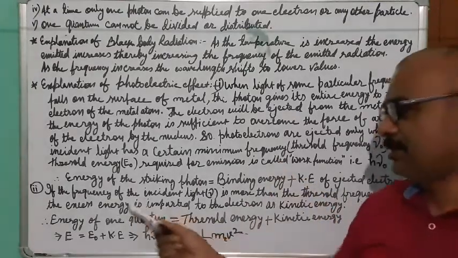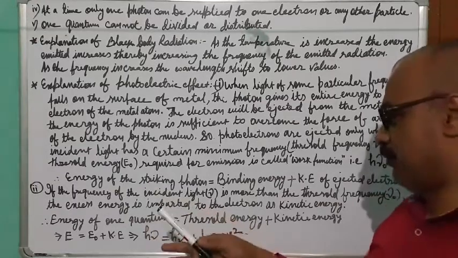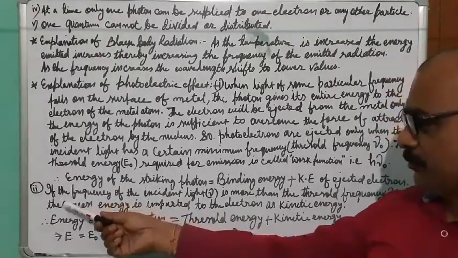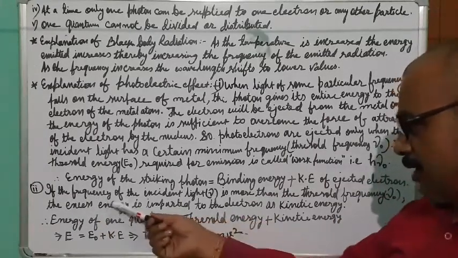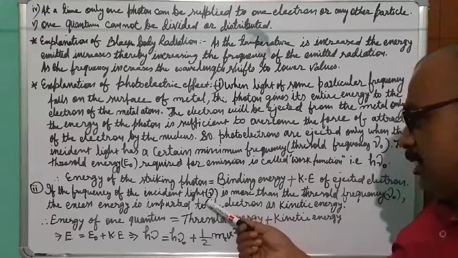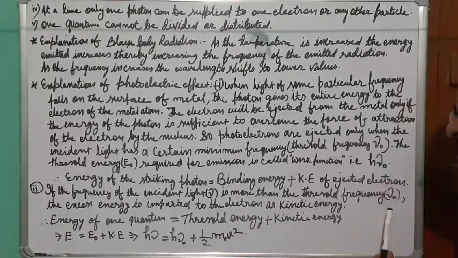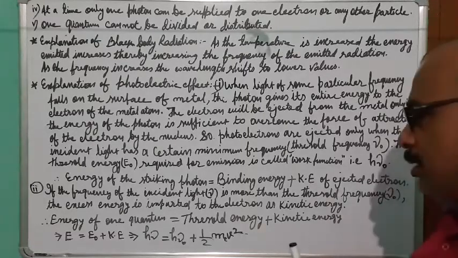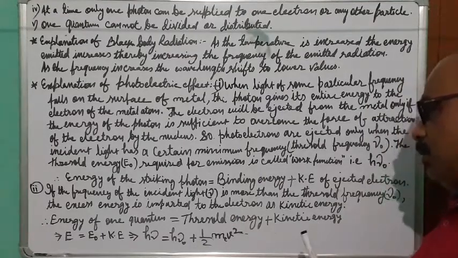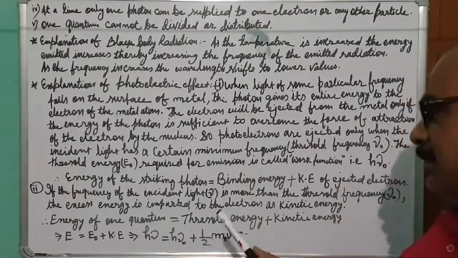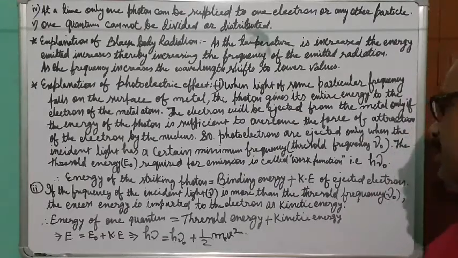Okay, the same thing I have written as the second point in a different way in the mathematical portion. If the frequency of the incident light, that is nu, is more than the threshold frequency nu naught, then only it will release the electron. Then only it will eject the electron. So what will happen? The excess energy will be imparted to the electron as kinetic energy.